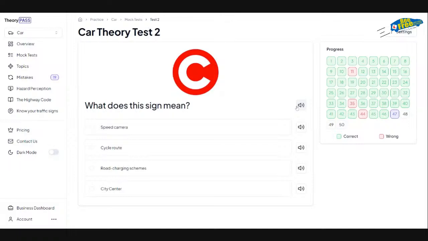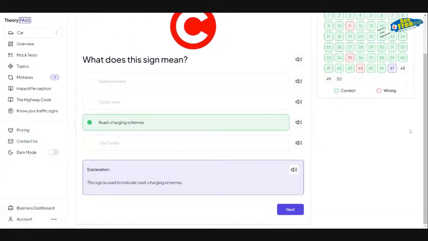Oh, we see these everywhere in London, that's for sure. What does this sign mean? Speed camera. Cycle route. Road charging schemes. City centre. Right. I suppose it depends. It might depend on where you live as to if you even see this sign. It's going to be different throughout the UK, but definitely in London, we've got this everywhere. The congestion charge. So it's an area that you have to pay to drive into.